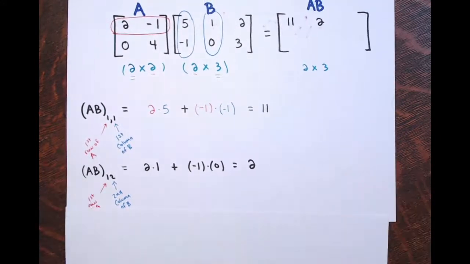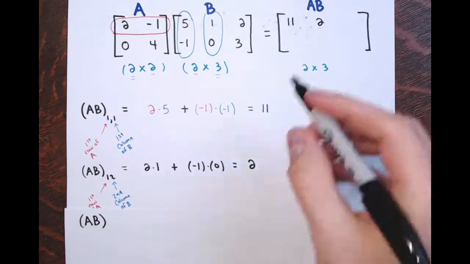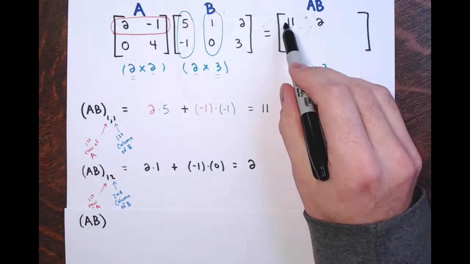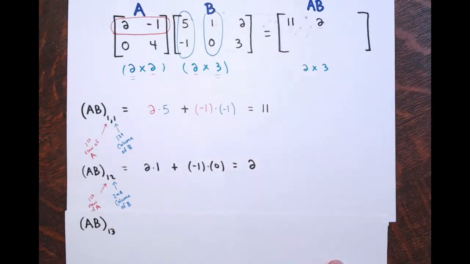Keep the AB up there. So now how about this one? What's in the product A times B, this matrix here, what's the first row, third column entry? So AB with a subscript of 1, 3. Again, this just means I'm going to do this row column rule with the first row of A and the third column of B.